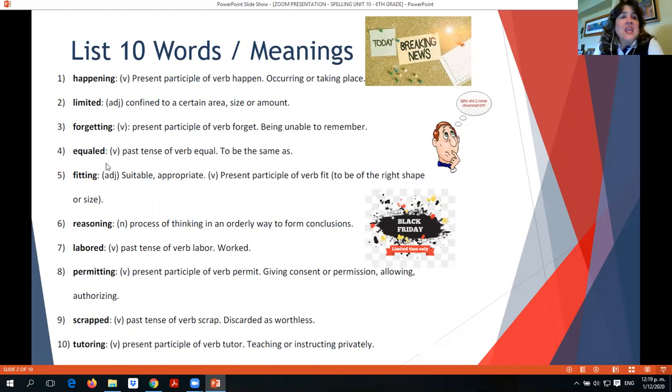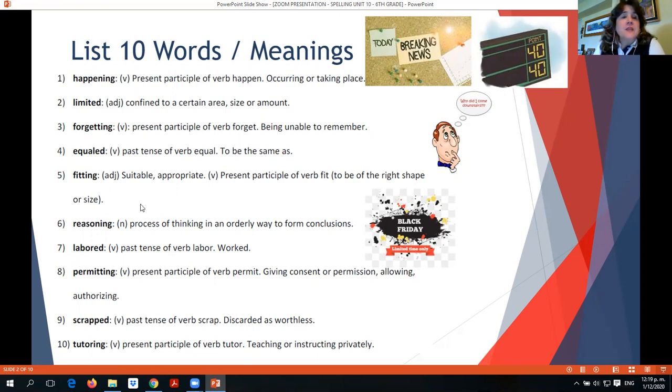Okay. Equaled. Equaled is the past tense of the verb equal, and it means to be the same as. So in this tennis game, for example, one of the players equaled the score.